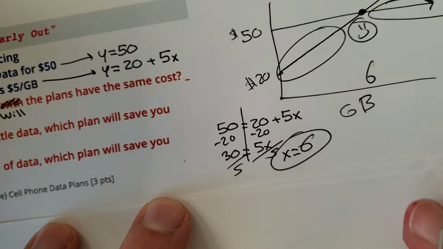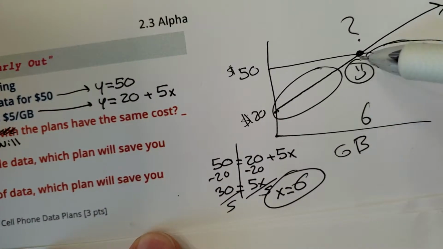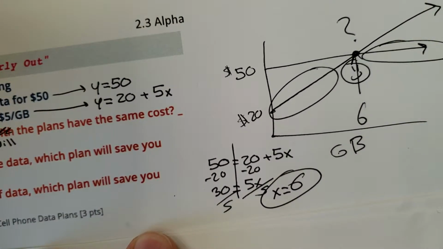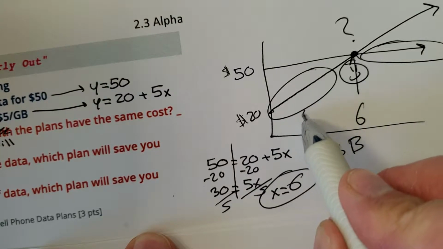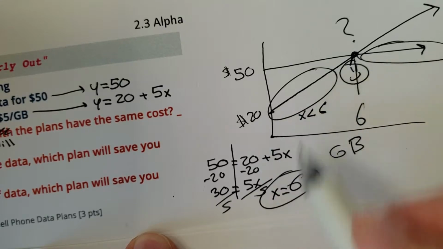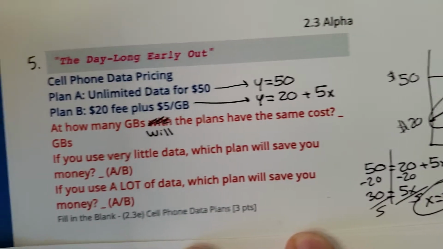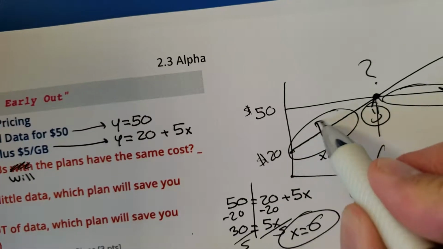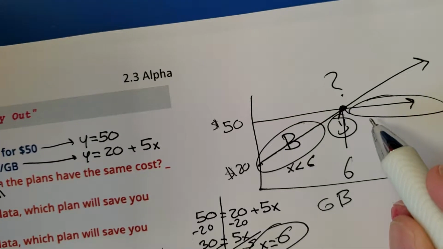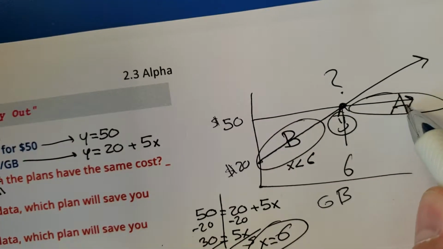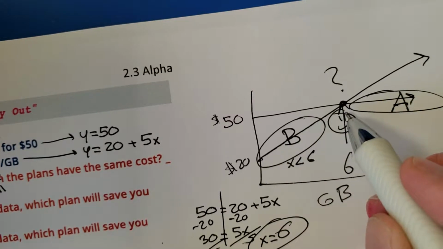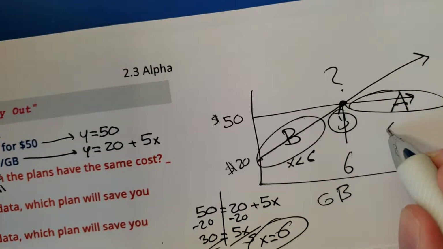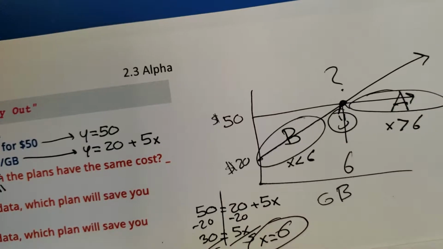Sorry, I might have been off camera there. Sorry about that one. Pay attention. 6 is the magic gigabyte number. So before 6, this would be cheaper. So when X is less than 6, that's when plan B would be cheaper. After 6 is where plan A would be cheaper, because plan B is going to keep going and going and going. It's equal at 6, but it's going to be more expensive after 6.